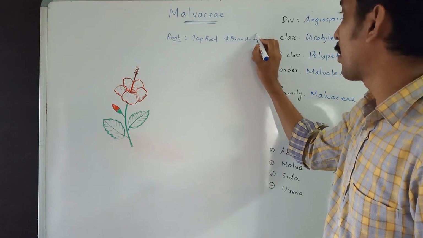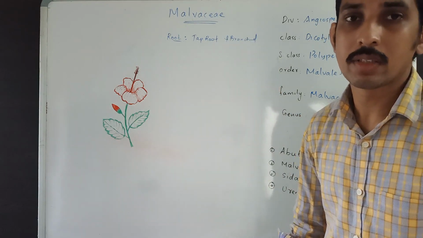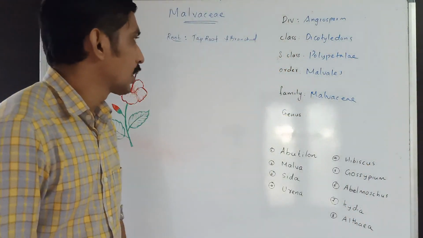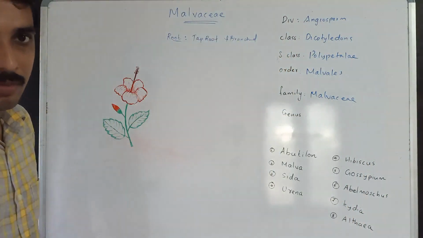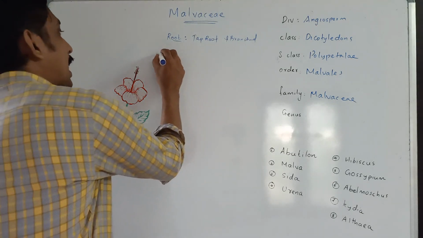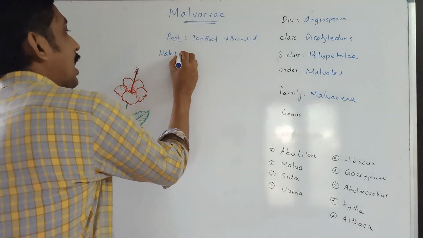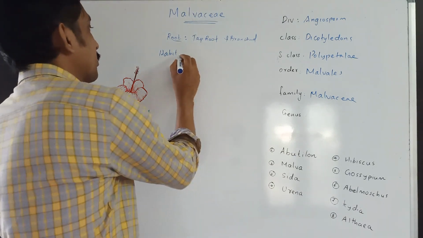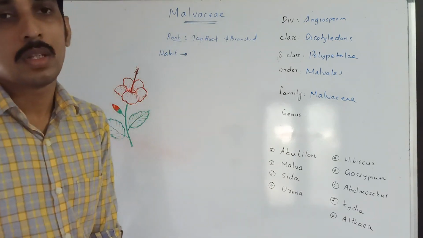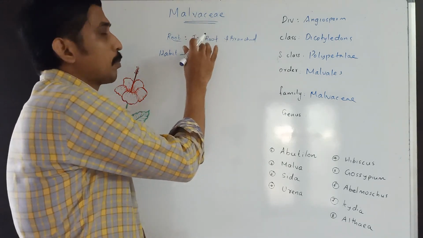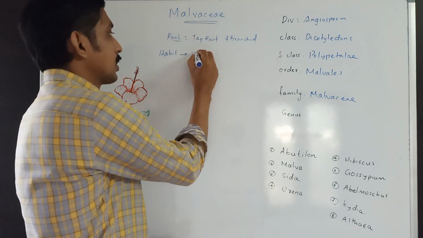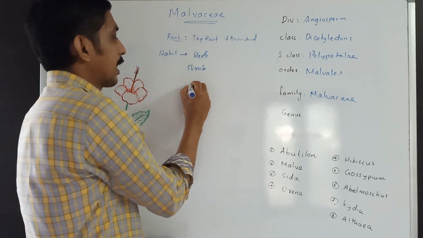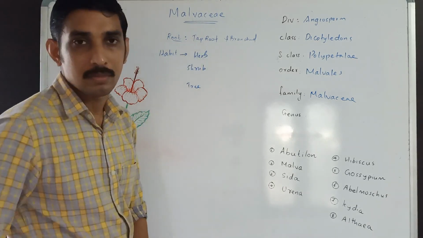We know that the taproot consists of primary, secondary and tertiary roots. Those roots are collectively called the taproot. And like that, we need to study its habit and habitat. Normally, the Malvaceae family includes some plants that are herbs, some that are shrubs, and very few that are trees.